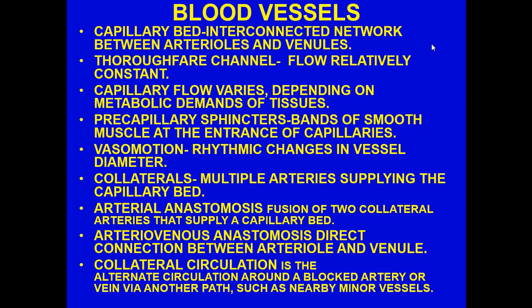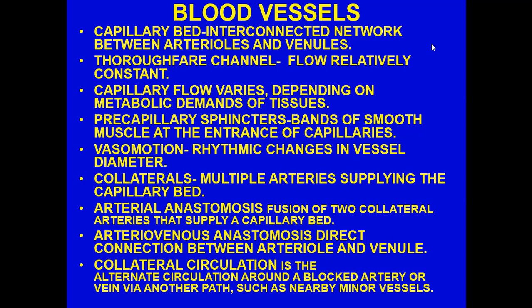Now, collaterals are multiple arteries supplying the capillary bed. When I talk about an arterial anastomosis, this is the fusion of two collateral arteries that supply a capillary bed. Okay? And when we have an arteriovenous anastomosis, that's a direct connection between the arteriole and the venule. To give you a concept that'll help you, when we talked about the heart in a previous lecture, we had an arterial anastomosis in some cases near the apex of the heart, where one of the major coronary arteries went down into a smaller one, and it directly connected up with other arteries.